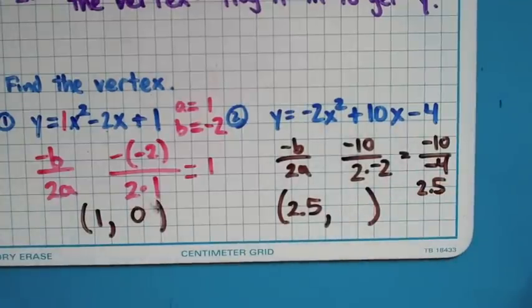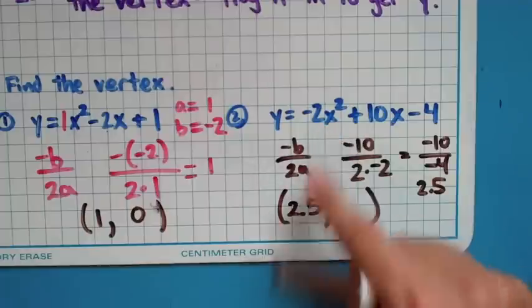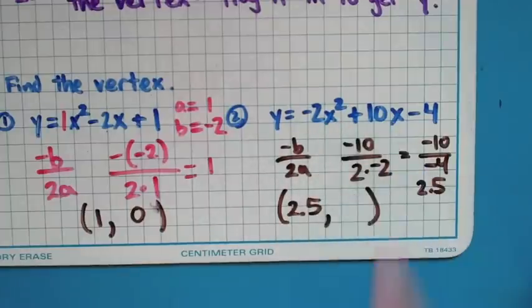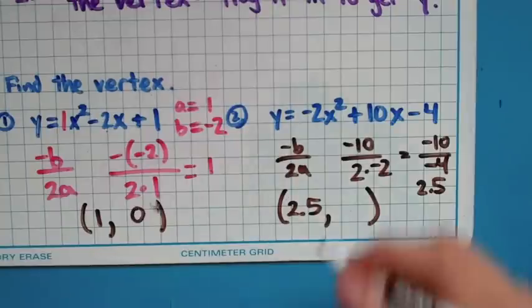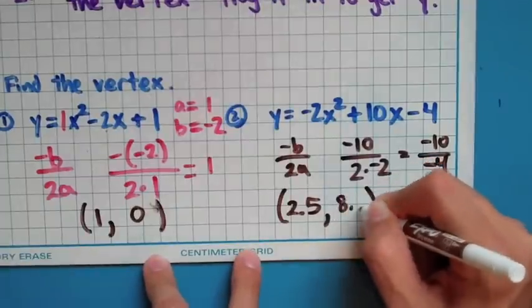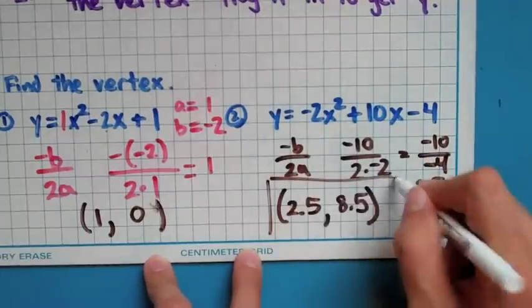And the way I figure it out, same way as before, I'm going to plug in a positive 2.5 for x here and here, and I'm just going to see what I get when I do that. So if I plug that in, according to my calculator here, the answer is 8.5. So my vertex is 2.5, comma, 8.5.